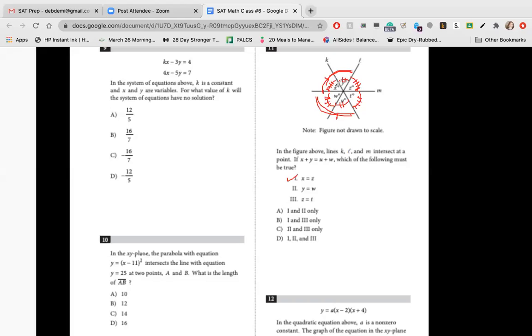Is y equal to w? Well, y is a 2 and w is a 4. So no. Is z equal to t? Well, this is a 4 and this is a 4. So yes. So it's 1 and 3. Yikes, that was a little tricky. Okay, good. All right, now let's see. Next, we have number 12. Somebody missed a lot in a row here.